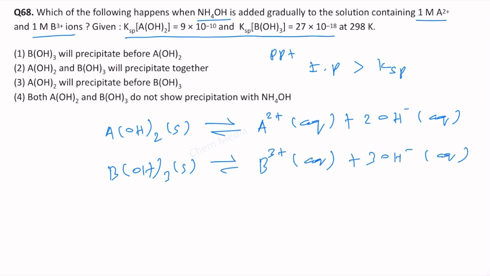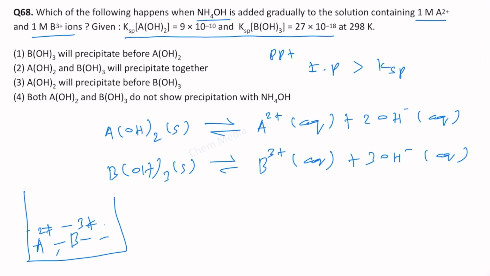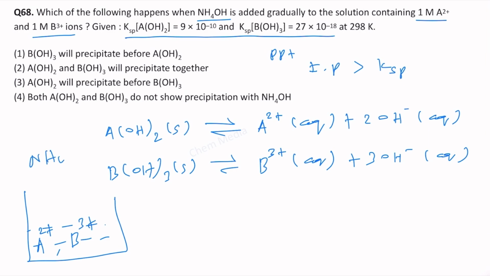Now let us assume that we have a beaker that contains the solution of both A2+ and B3+ ions, and we are gradually adding ammonium hydroxide to this mixture. So this means depending upon the concentration of OH-, we will get the precipitate. So we have to find out the concentration of OH- first, then we can take a decision for this question.